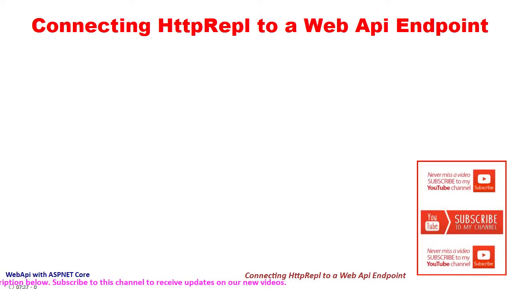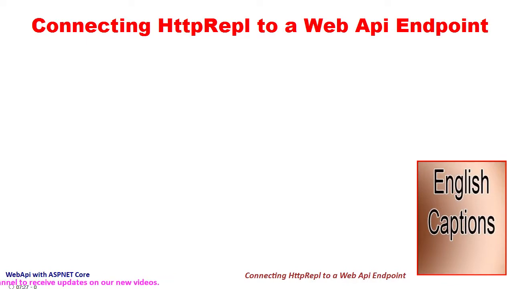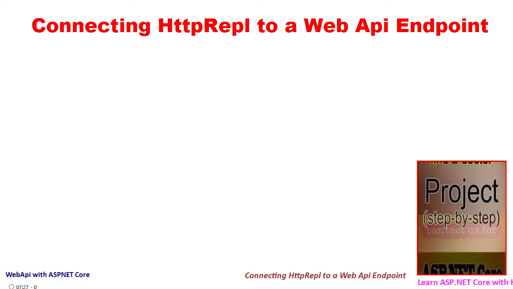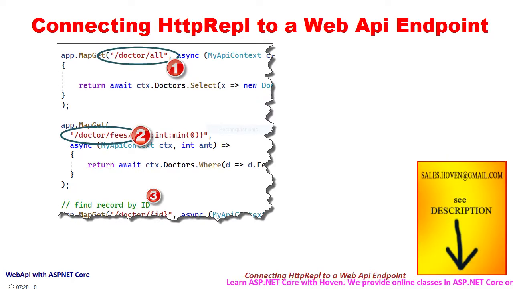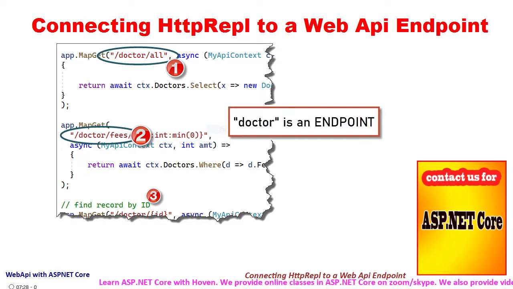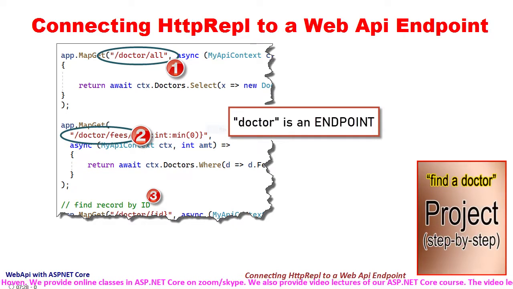Before we can execute and test any web API, we have to establish a connection between HttpRepl and our web server. If you are following this chapter, then you must have observed that each of our root templates starts with the segment doctor. Technically, this segment is called an endpoint.